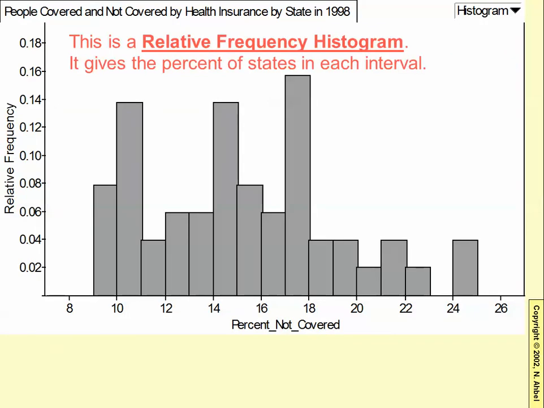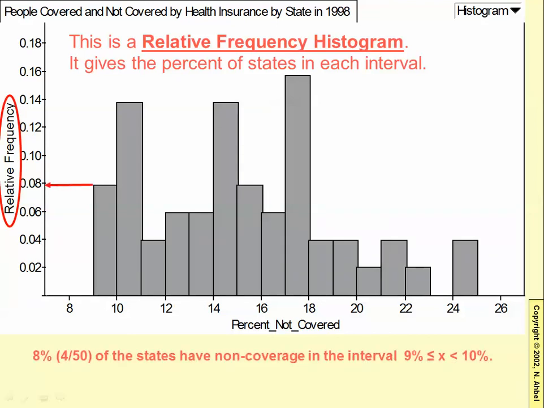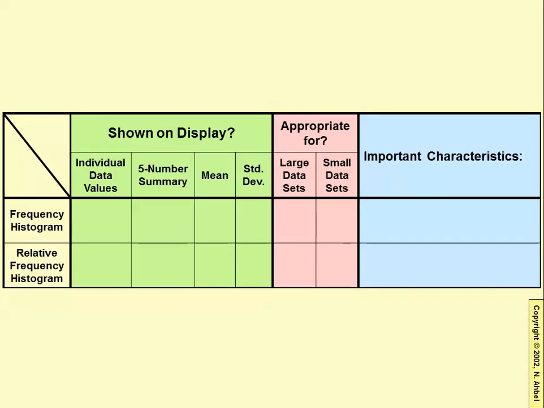Now we're switching to a relative frequency histogram, and it gives the percent of states in each interval. So the same bar now is at 8%. It was 4 out of 50 is 8%, so 8% of the states have non-coverage in that same interval.